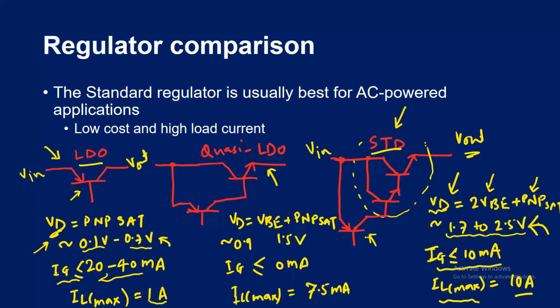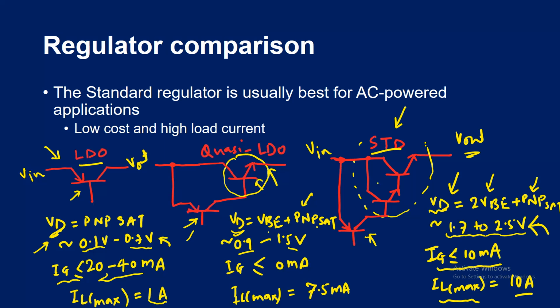So it's semi LDO. So what is the modification here? Instead of Darlington pair, what you see is a single NPN transistor, and you have this PNP transistor. So the VD, the dropout voltage, is of course the one diode drop of this transistor plus the saturation voltage of this PNP transistor. So VBE plus PNP saturation, and it is usually between 0.9 volt to 1.5 volt.